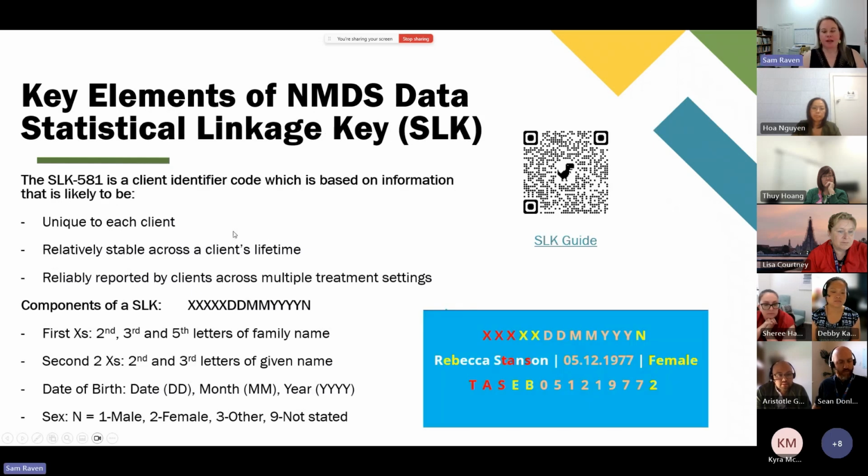So the last element we're going to look at is the SLK, or the statistical linkage key. So every client is allocated an SLK. It's a client identifier code that has information embedded in it that is unique to each client, or likely to be unique to each client, that's relatively stable across the client's lifetime, and is fairly reliably reported by clients to different services when they go to different services.